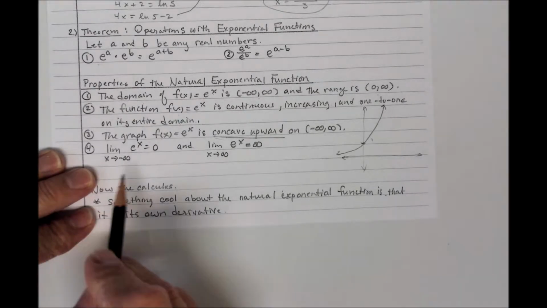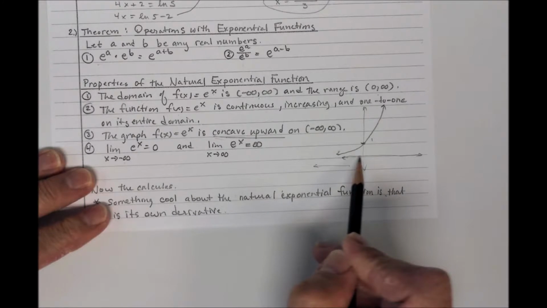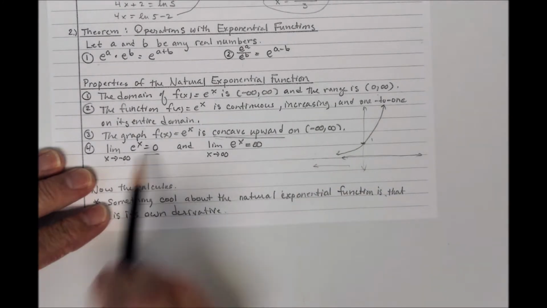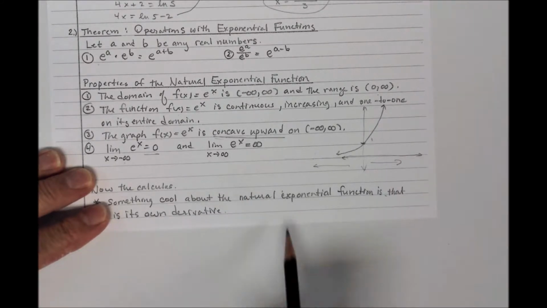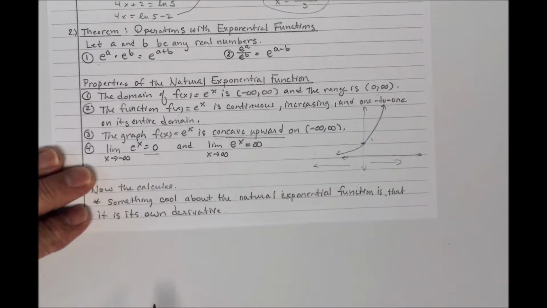Also, the limit as x approaches negative infinity, so if I go way out here, it's getting closer and closer to the x-axis, y equals 0, so it would equal 0. And the limit as x goes to positive infinity, as you can see it goes upward and upward and upward, would be positive infinity itself.